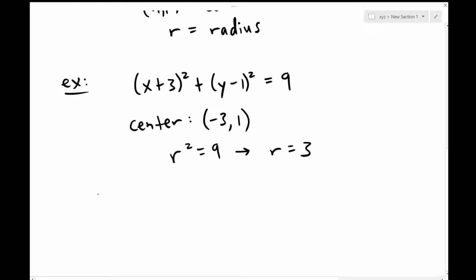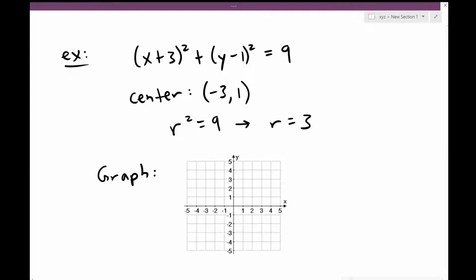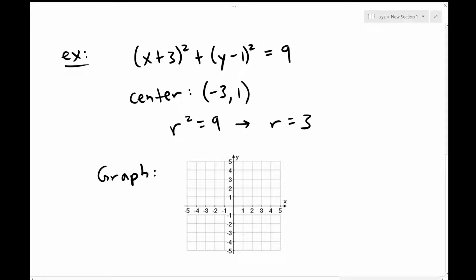Anyway, so if we wanted to graph this equation, we simply want to use our center and radius here. So we know the center's at (-3, 1), so it would be this point right here. And the radius is 3, so we simply want to count 3 units in every direction. So I'll go a little bit off my grid here to sketch the graph of this circle. That should look something like this.